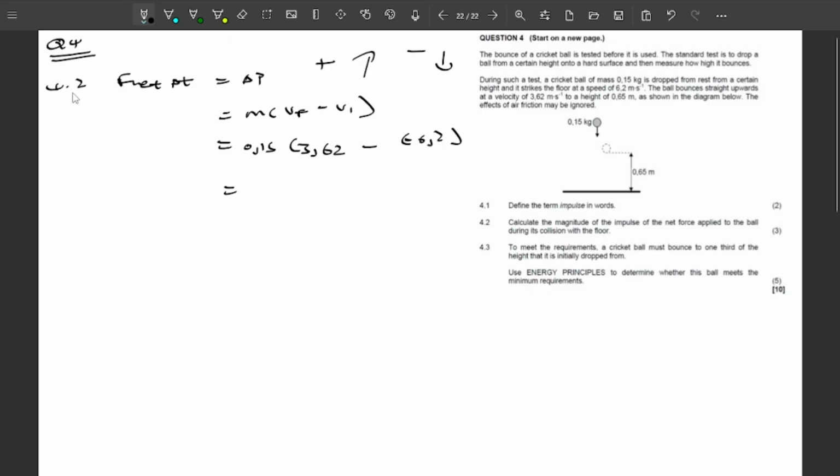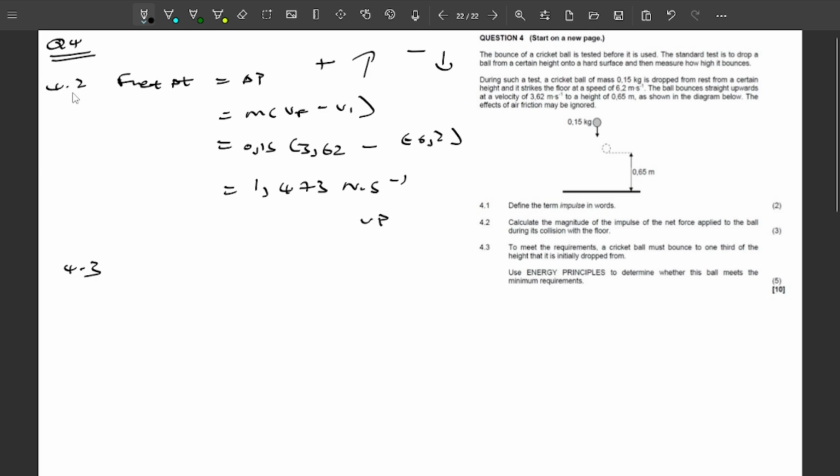So our answer is then 1.473 newton seconds up, right? Because it's going to be positive. Even if you said downwards is positive and up is negative, it was just going to be up. Now let's move to 4.3, which is the last question.